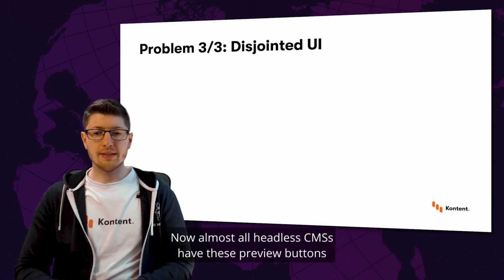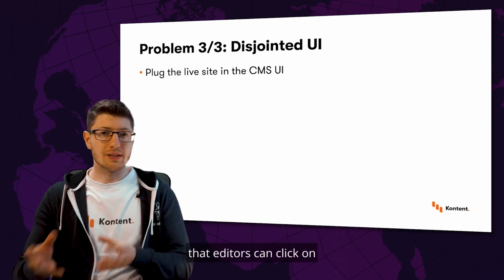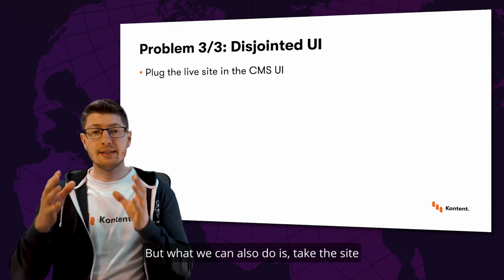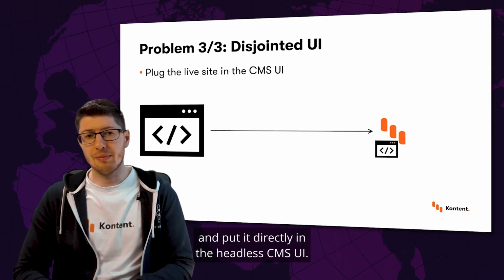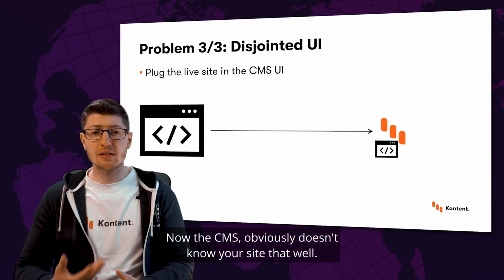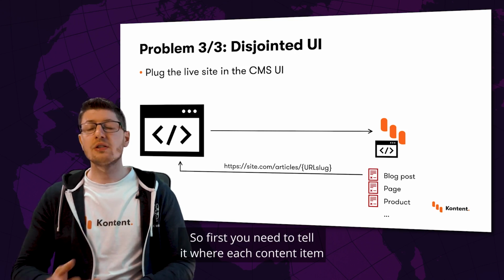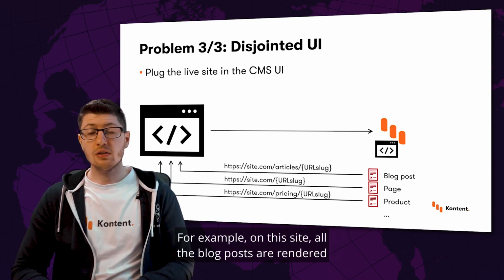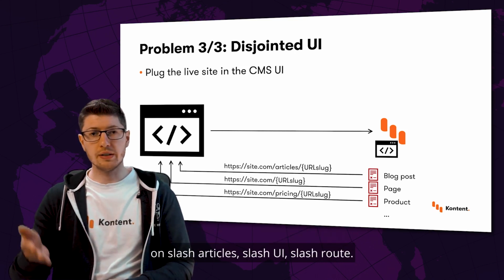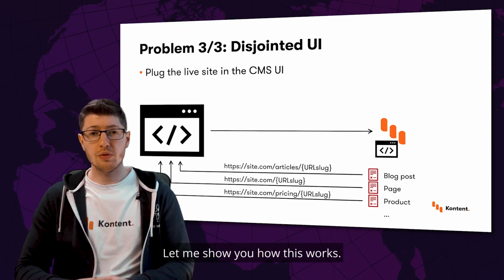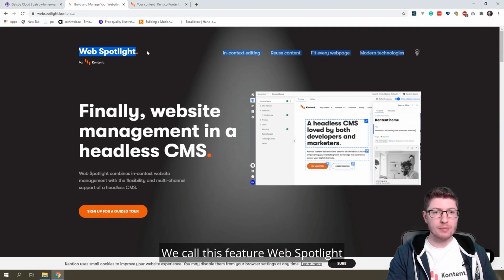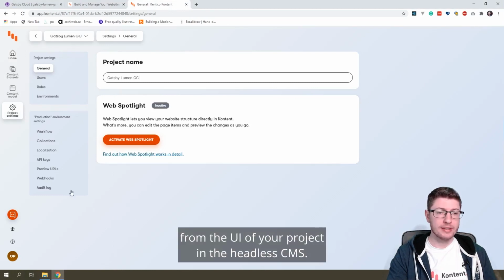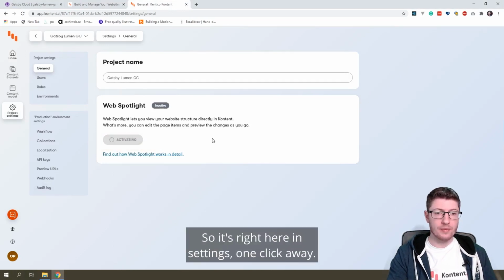Now almost all headless CMSs have these preview buttons that editors can click on and it will redirect them to their site. But what we can also do is take the site and put it directly in the headless CMS UI. Now the CMS obviously doesn't know your site that well, so first, you need to tell it where each content item gets rendered, on which route. For example, on this site, all the blog posts are rendered on /articles/url/slug route. Let me show you how this works. We call this feature Web Spotlight, and you can enable it right from the UI of your project in the headless CMS. So it's right here in settings, one click away.